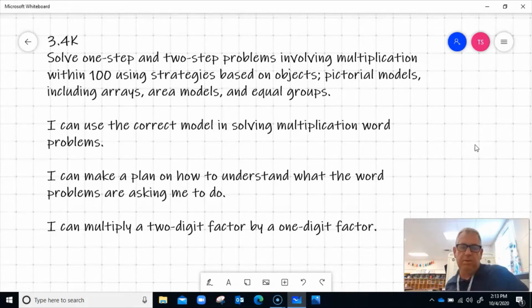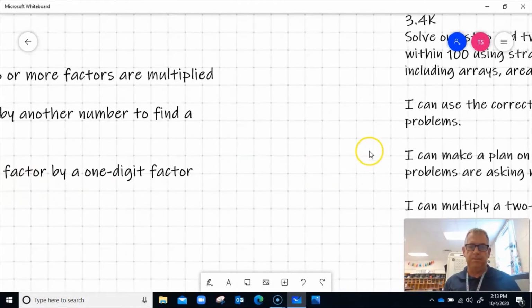And what we need to be able to do by the end of the lesson is, I can use the correct model in solving multiplication word problems. I can make a plan on how to understand what the word problem is asking me to do, and I can multiply a two-digit factor by a one-digit factor. So let's go over here. I'm going to show you an example.